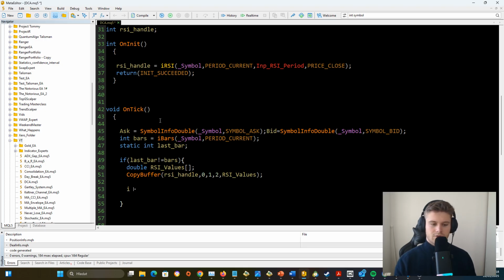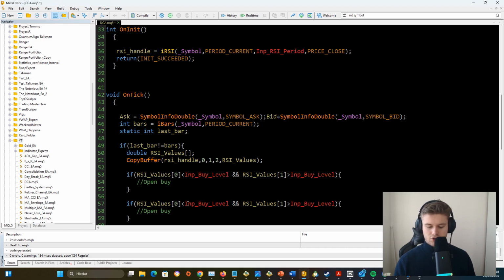So if RSI values at position 0 are below input buy level, and RSI values at position 1 are above input buy level, then we want to open a buy position. Very similar for the sell side, we just change this to higher.